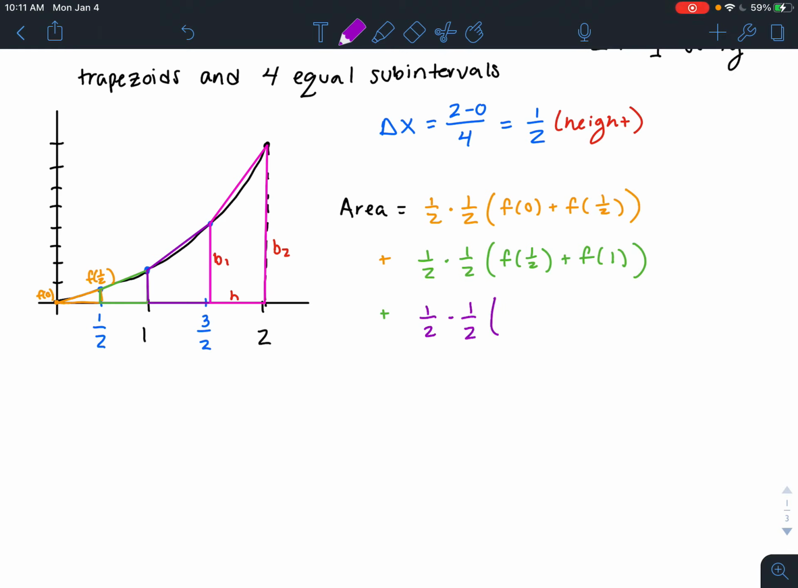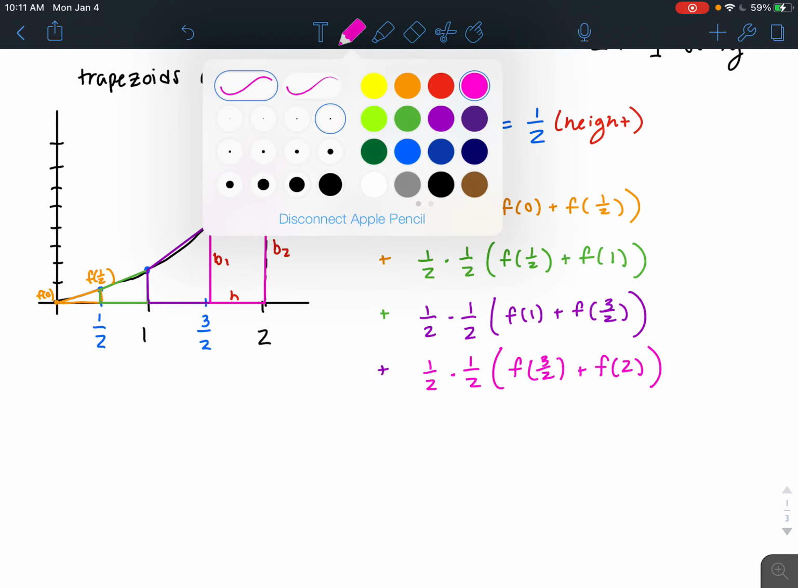Right, and then we'll just keep going. So our third trapezoid, the formula is 1/2 times the height, and the bases of the purple trapezoid are f of 1 and f of 3/2. And then our final one is 1/2 times 1/2, and the bases of that trapezoid are f of 3/2 and f of 2.